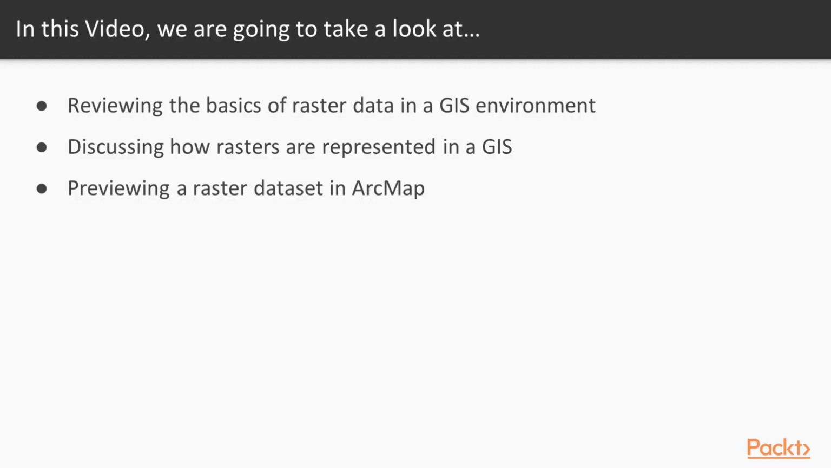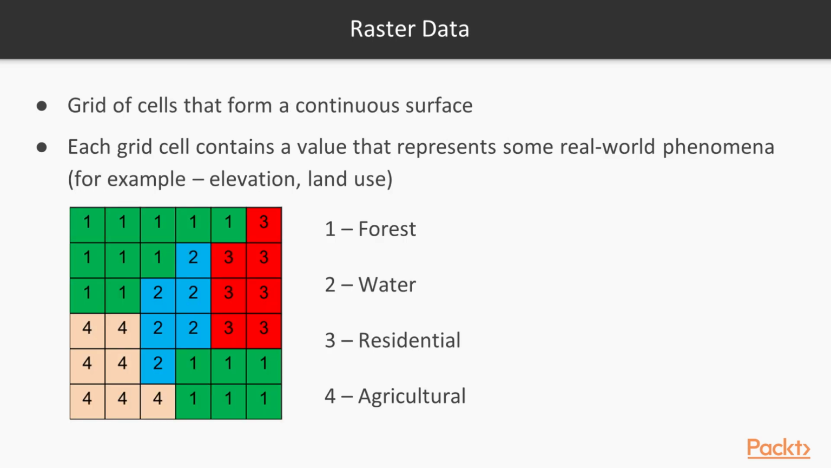Raster data, core principles. In this video, we will review the basics of raster data in a GIS environment. We'll also discuss how rasters are represented in a GIS, and then preview a raster dataset in ArcMap. Raster data are characterized as a grid of cells that form a continuous surface, and they're generally optimal for representing geographic information that varies continuously over space. So topics such as land use, temperature, elevation, those are excellent topics to represent using a raster data model.